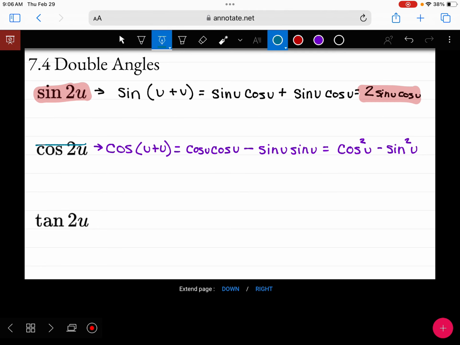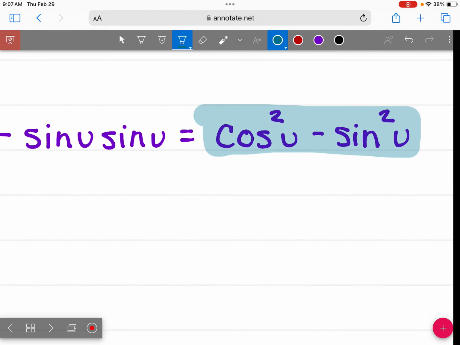So we can rewrite cosine of 2u as cosine squared u minus sine squared u. We also know a lot of things about cosine squared and sine squared because that's one of our Pythagorean identities. So if we wanted to, and we do, we could switch cosine squared out to be 1 minus sine squared from that Pythagorean.